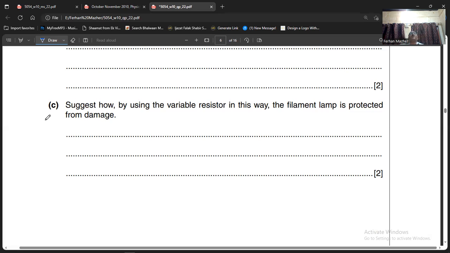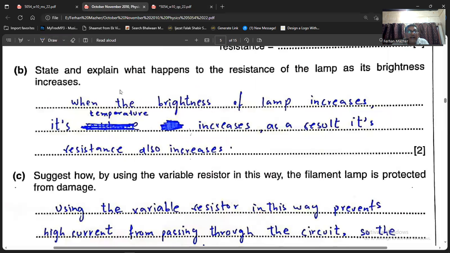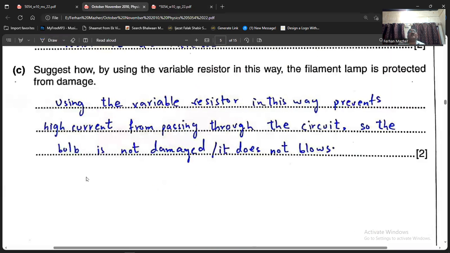For example, it's possible that if the resistance of the lamp is low, a large and excess amount of current will come from the main supply, which will overheat the filament lamp, and its filament will break or the bulb will get fused. So by using the variable resistor, we have protected the filament lamp from getting overheated due to an excess amount of current flowing through it. Using the variable resistor in this way prevents high current from passing through the circuit.